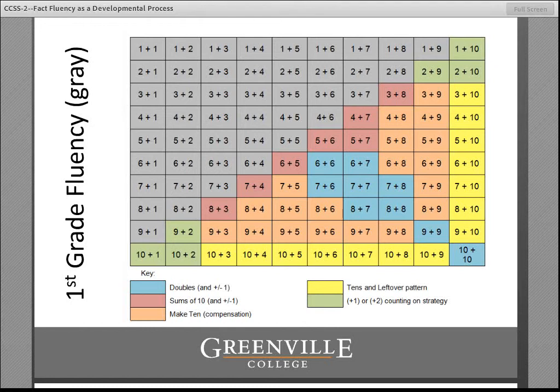The remaining colored facts on this chart, then, are the ones that we need to bring to fluency in second grade. In the next section of this lesson, we'll be revisiting those first grade strategies cited in the footnote to this standard, and we're going to think about how we can employ them to bring second grade learners to mastery on the remaining addition facts.